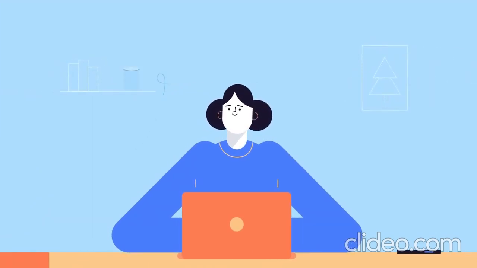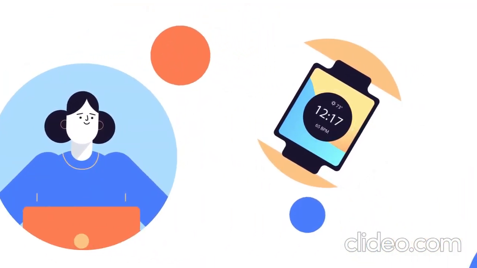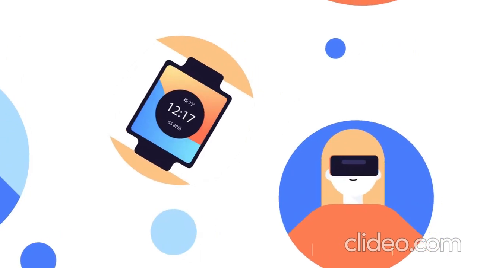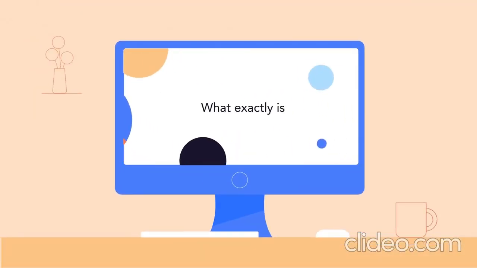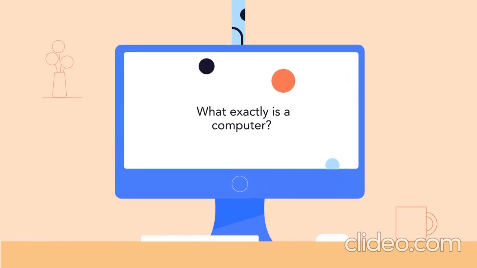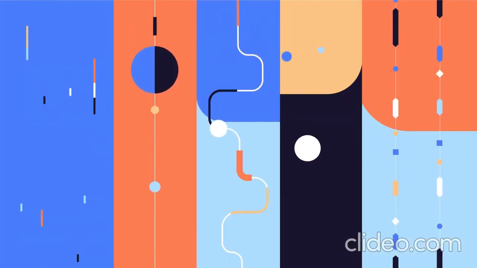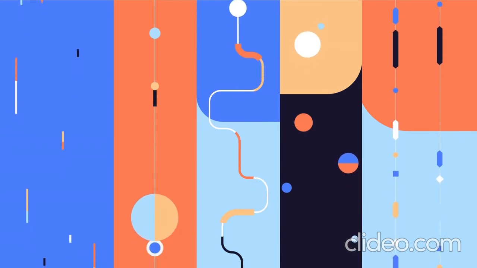Computers are all around us. From laptop computers, to smartphones, to smartwatches, they're changing the way that we live our lives. But have you ever asked yourself, what exactly is a computer? A computer is an electronic device that manipulates information or data.